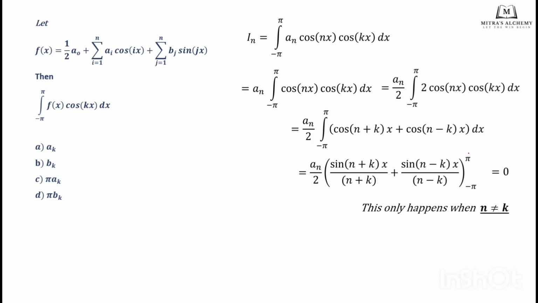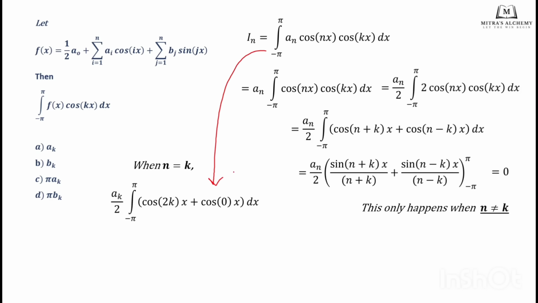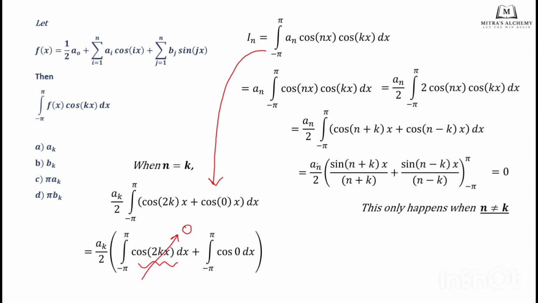Let's see. When n is equal to k, we have this entire general term written with n equal to k. I have a_k by 2 times the integral of cos 2kx plus cos 0x dx. Now we can see that these terms can be split up, cos 2kx and cos 0. We all know that cos 0 is 1. And what happens to the cos 2kx term? This term will eventually go to 0, as we have seen in the previous integrations, right? Now we only have to bother about the cos 0 part, which is just simply 1 times dx.